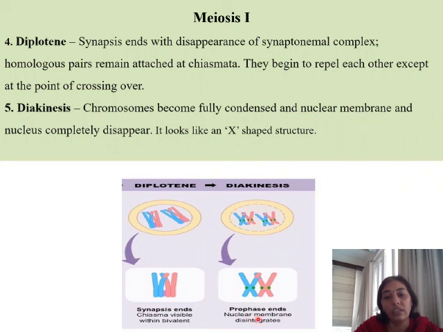So now here you can clearly see that the prophase has ended, the nuclear membrane has disintegrated, that is, it has disappeared completely, and you can see that the structure is now looking X-shaped, and still you can see that the homologous chromosomes are in contact with one another only at the place of crossing over. Apart from there, they have started repelling each other. So with this, we come to the end of prophase 1 of meiosis 1, and it had 5 stages to it. We will now see what changes take place during the metaphase 1 of meiosis.